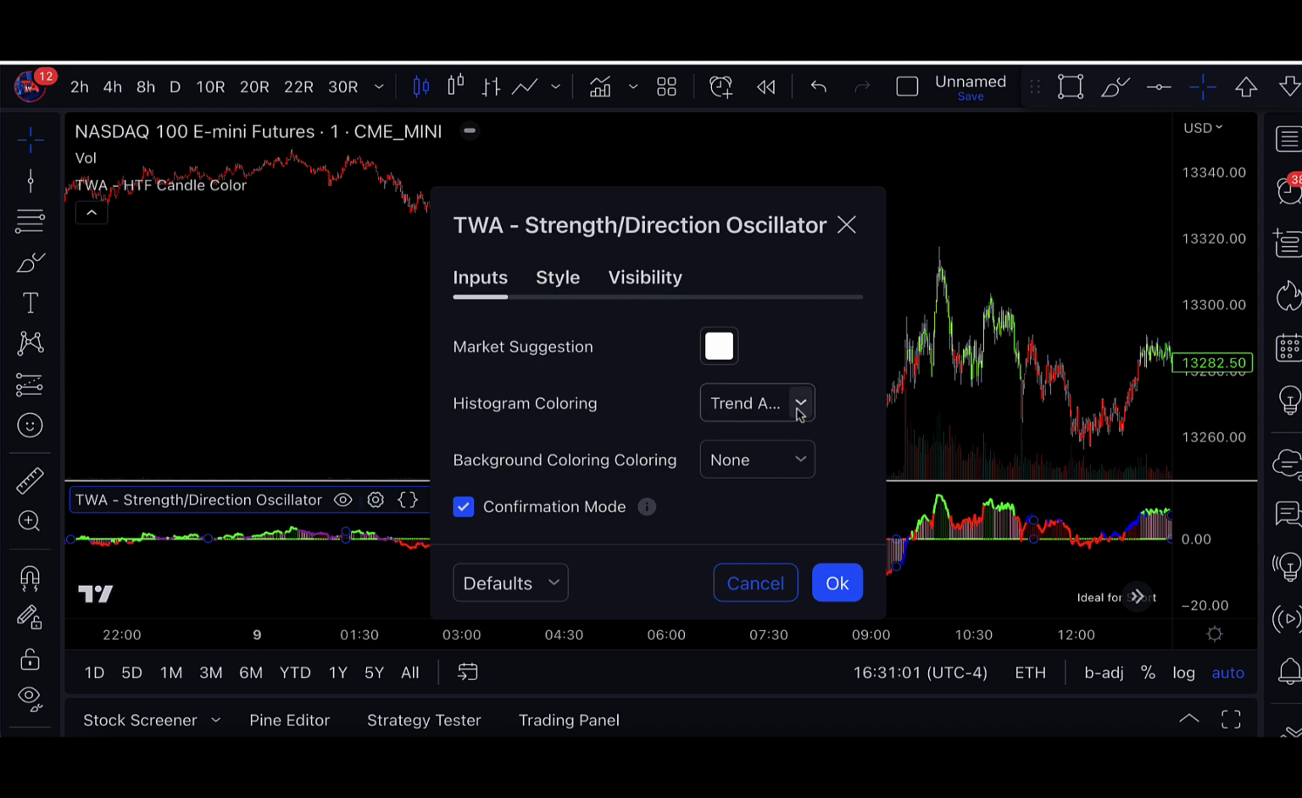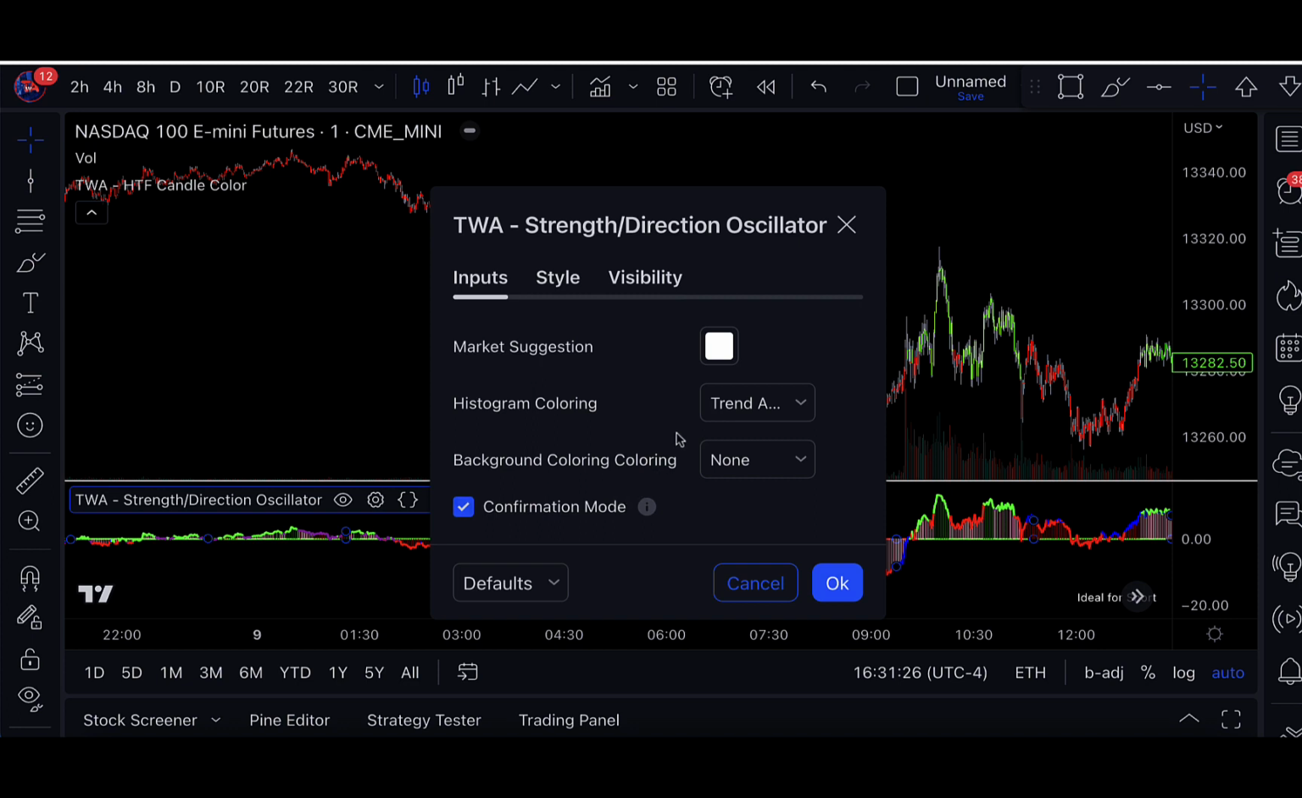So you can decide if you want to have a background coloring, if you want to have a confirmation mode on. This confirmation mode is for the reversal and retracement line. It just means that it tries to help the reversal line not flash on you while the candle is printing. Some of you that like to see the flashing, just turn that off. If you don't want to see the flashing, leave it on.